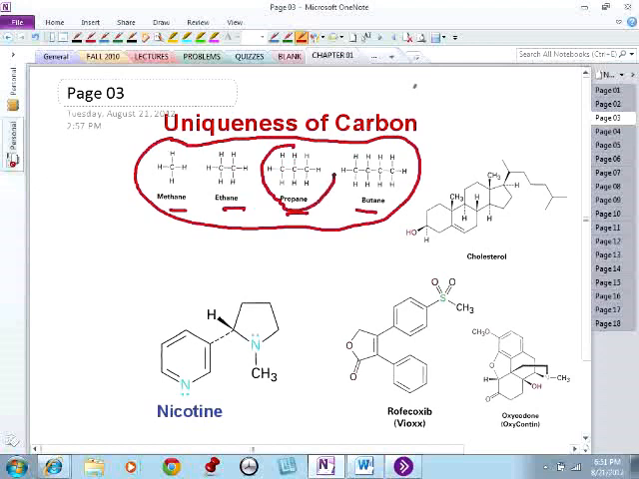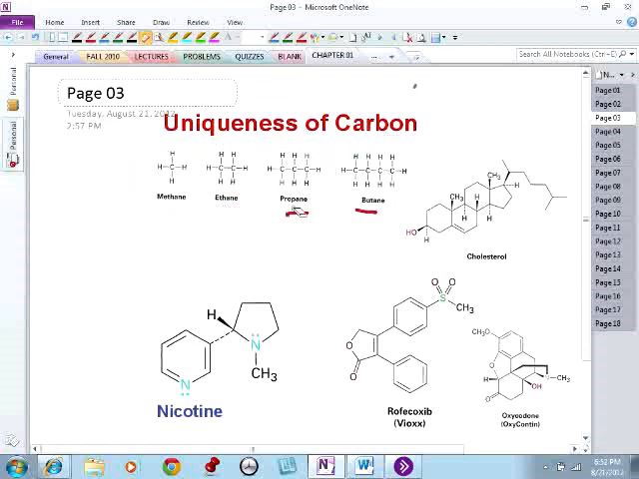Now in this molecule here, which we call propane, how many carbons do we have? 3. Notice that those 3 carbons are also bonded, one bonded to another, another bonded to another carbon. In the butane molecule, this here, how many carbons do we have here? 4.